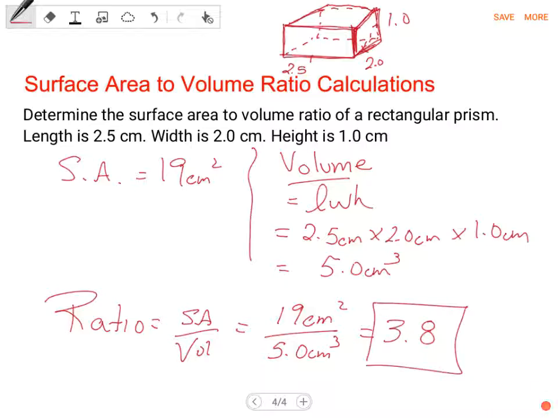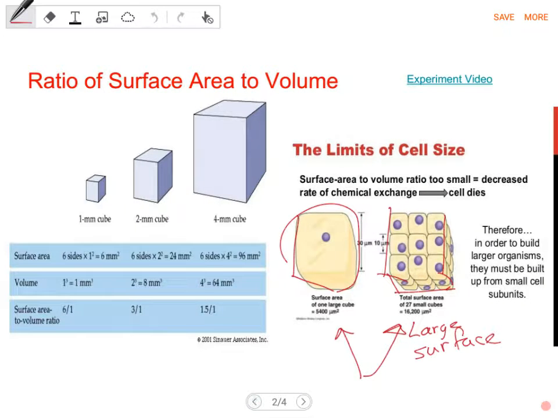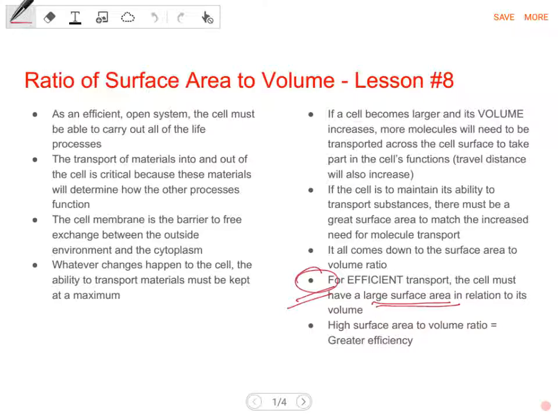That would likely be one of the more difficult calculations we would have to do. I would suggest maybe rewatching this example. And just remember, you want to read this part in the textbook and really focus on it. Some questions might ask you, which ratio is better? Which one is more efficient? And it really comes back to right here: for efficient transport, the cell must have a large surface area in relation to its volume.